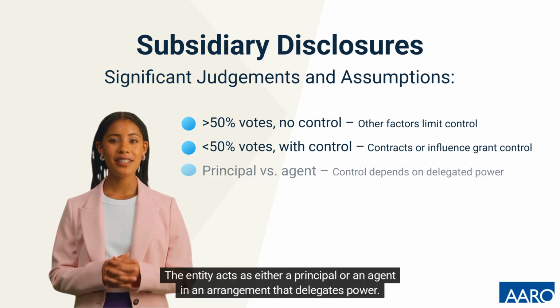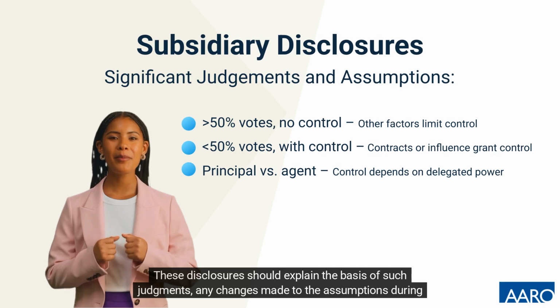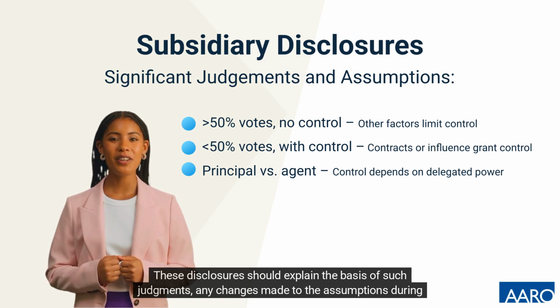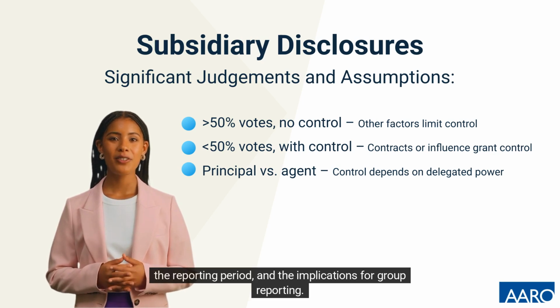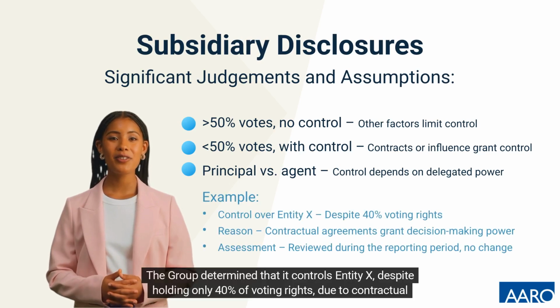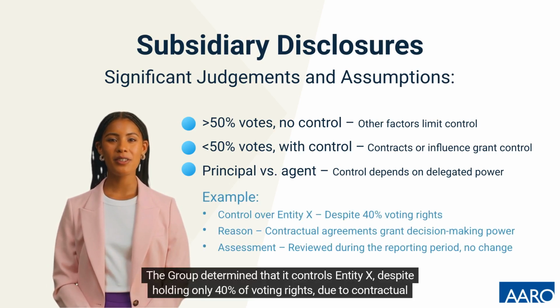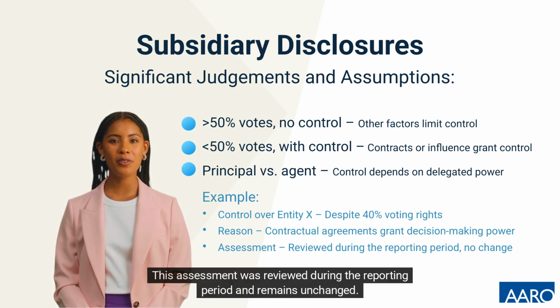3. The entity acts as either a principal or an agent in an arrangement that delegates power. These disclosures should explain the basis of such judgments, any changes made to the assumptions during the reporting period, and the implications for group reporting. For example, the group determined that it controls entity X, despite holding only 40% of voting rights due to contractual agreements that grant it power over significant operational decisions. This assessment was reviewed during the reporting period and remains unchanged.